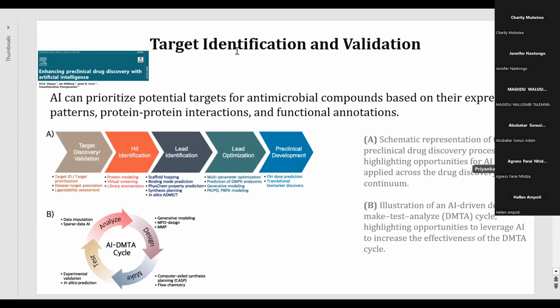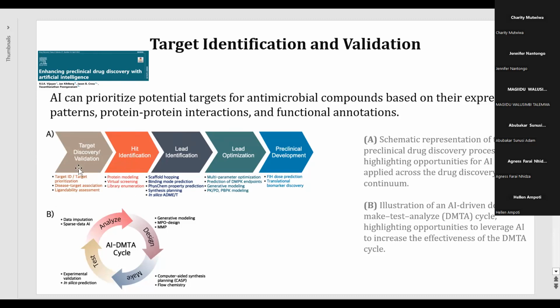First of all, target identification and validation. So AI can prioritize. This is the source of the paper. AI can predict protein-protein interactions, the function of a protein, and it can also prioritize the potential targets of antimicrobial compounds. So on what targets will the antimicrobial compounds act? That is based on the expression pattern, protein-protein interaction, and functional annotation.